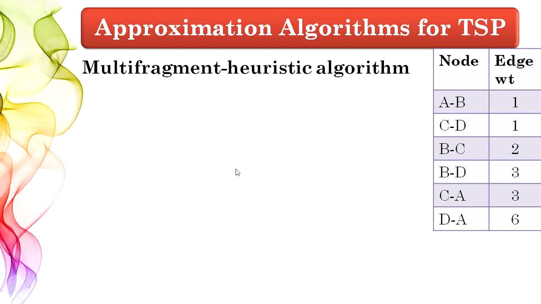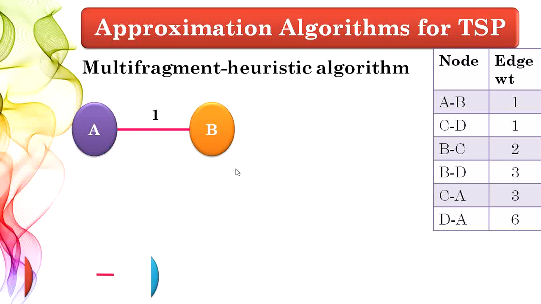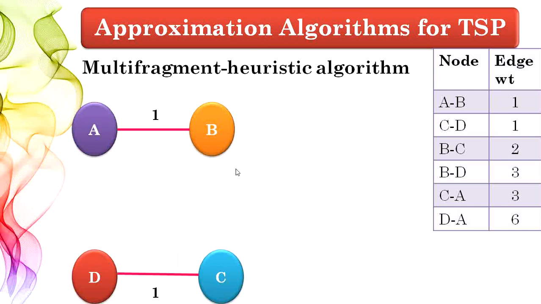Based on the sorted edges, make a connection between each and every city. First A to B, and next make a connection between C to D, next B to C, and we cannot make a connection between B to D and C to A, because they would form a cycle. So obviously make a connection between D to A. This set of edges forms the same tour as the one produced by the previous algorithm, that is the nearest neighbor algorithm. In general, the multi-fragment heuristic algorithm tends to produce significantly better tours than the nearest neighbor algorithm.